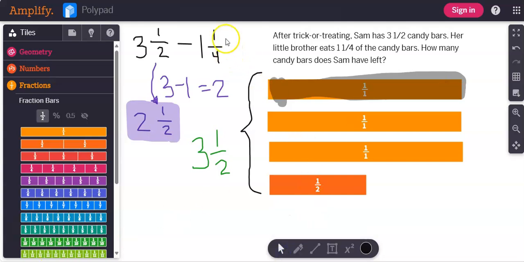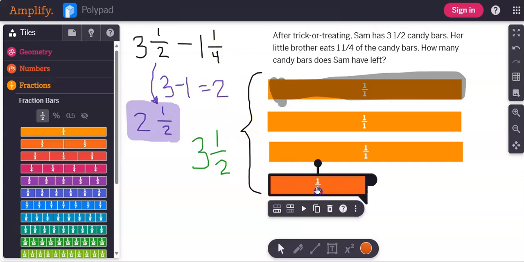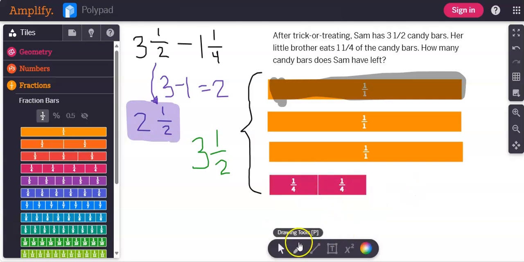Now, we also know that he ate another 1/4 of a candy bar. However, looking at our problem here with our model, there's no bar or anywhere that has fourths. But if we look at our 1/2, we can see that 2 and 4 are common denominators, so we can actually split this up into fourths. Now, we can easily represent the 1/4 that our brother ate and shade this in.